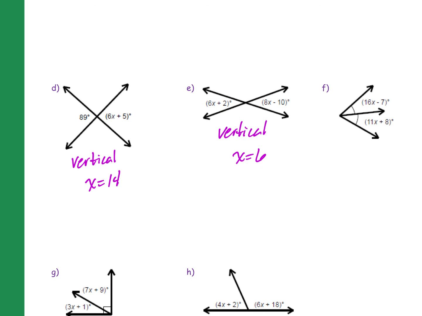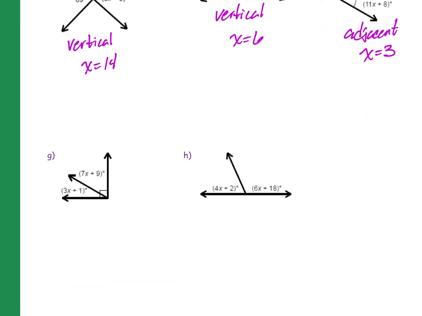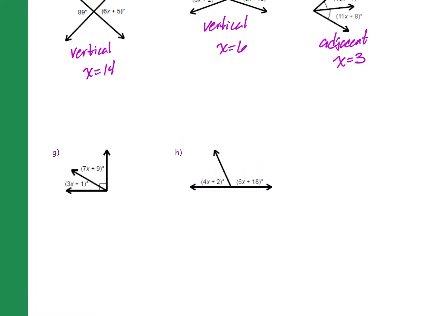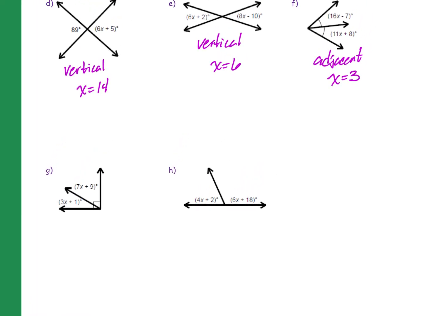F. What is F? Adjacent. Wow. X equals 3. G. Complementary. 8. Linear. X equals 16. Did you get them all right, Ketland?